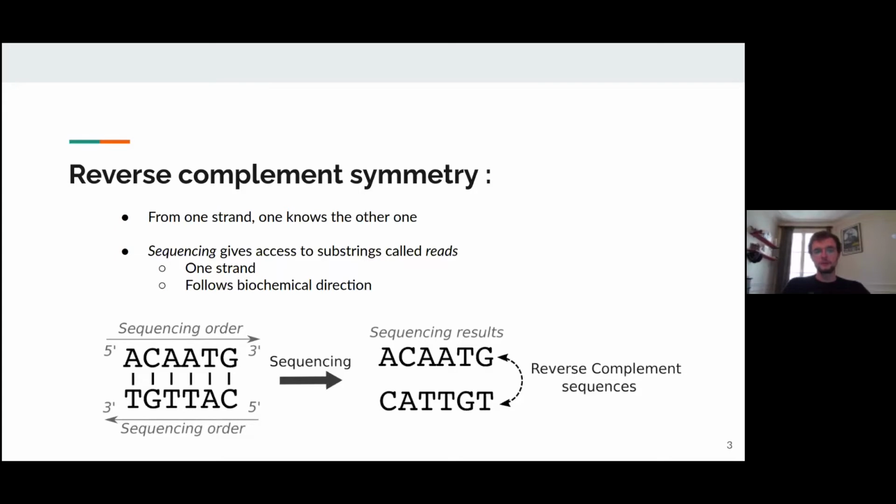So if you were to sequence this small DNA bulk here on the bottom left of the screen, you could get either this ACATTG result, or the other way around, CAATGT. And as I mentioned earlier, you can deduce one of these sequencing results from the other based on the reverse complement symmetry, or reverse complement action.